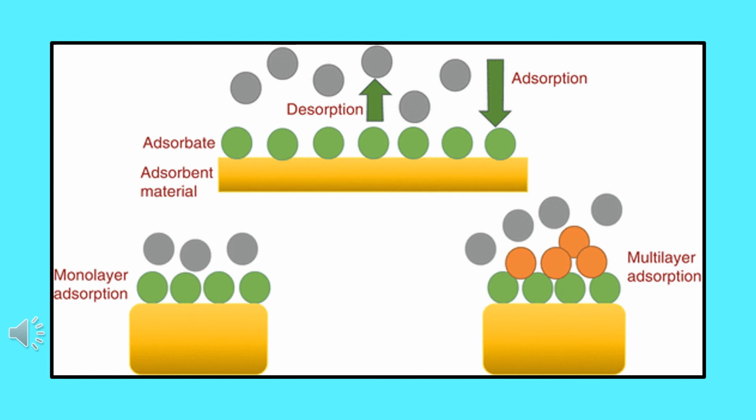Dear children, this picture also tells about the process of adsorption on adsorbent material and the desorption process. The extreme left is a monolayer adsorption, which is nothing but chemisorption, and the extreme right bottom figure indicates multilayer adsorption, which indicates physisorption. So monolayer adsorption is chemisorption and multilayer adsorption is called physisorption.